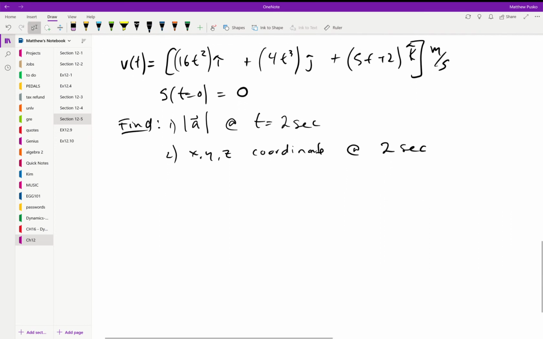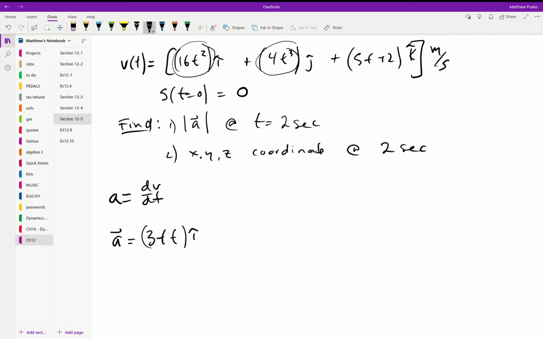Alright, let's do it. So we learned that the acceleration is equal to the time derivative of velocity. So let's do that for each component. The acceleration will be equal to, if I take the derivative of 16t squared, I get 32t, and that's in the i direction. Hold on to the direction. If I take the derivative of the j component, I get 12t squared, and that's in the j direction. And if I take the derivative of the k component, I just get a 5. And don't forget the k hat.